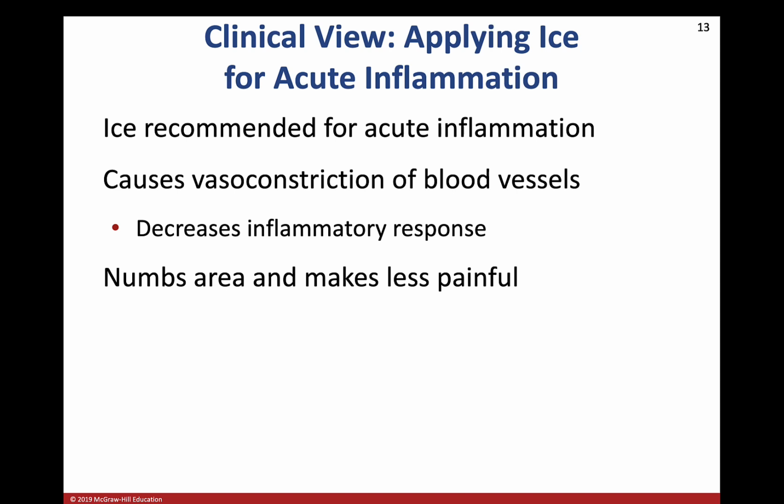Now, one of the things that, if you have taken a first responder first aid course, is introduced to ice. Ice is something that is recommended for acute inflammation, and what it does, it actually causes vasoconstriction of blood vessels. So in turn, you're actually decreasing the inflammatory response. But what really is happening here is you're numbing the area, and that actually makes it less painful.